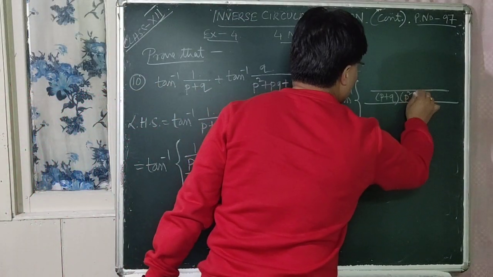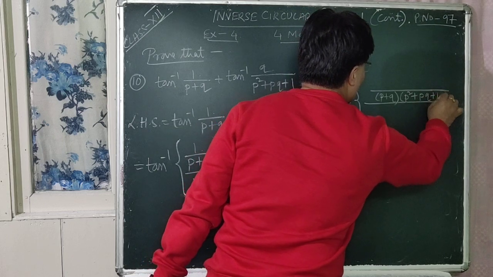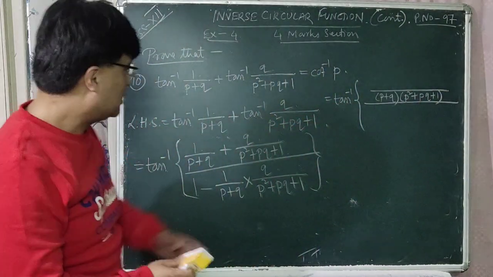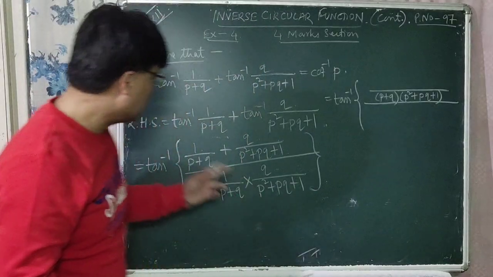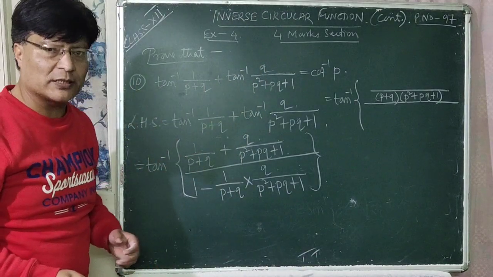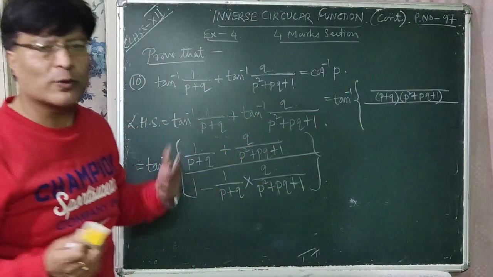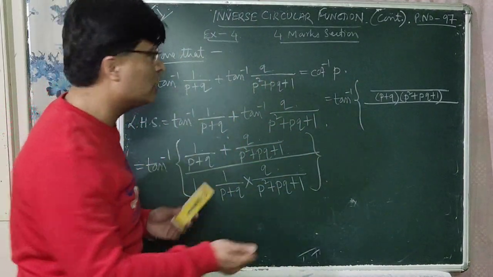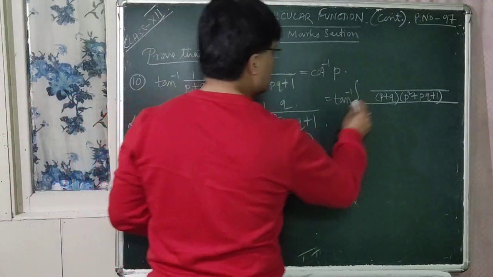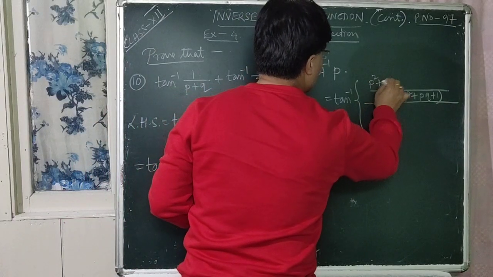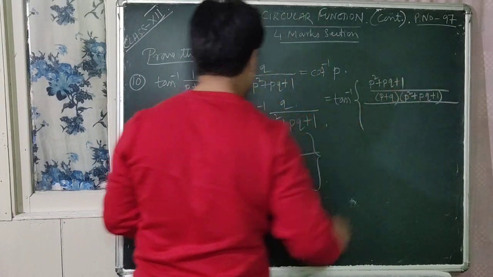So it is P square plus PQ plus 1, right? Now this LCM is divided by P plus Q first. That is P plus Q will be cancelled. Then P square plus PQ plus 1 will be there. It should be multiplied by 1. So what do we get? It is P square plus PQ plus 1, right?